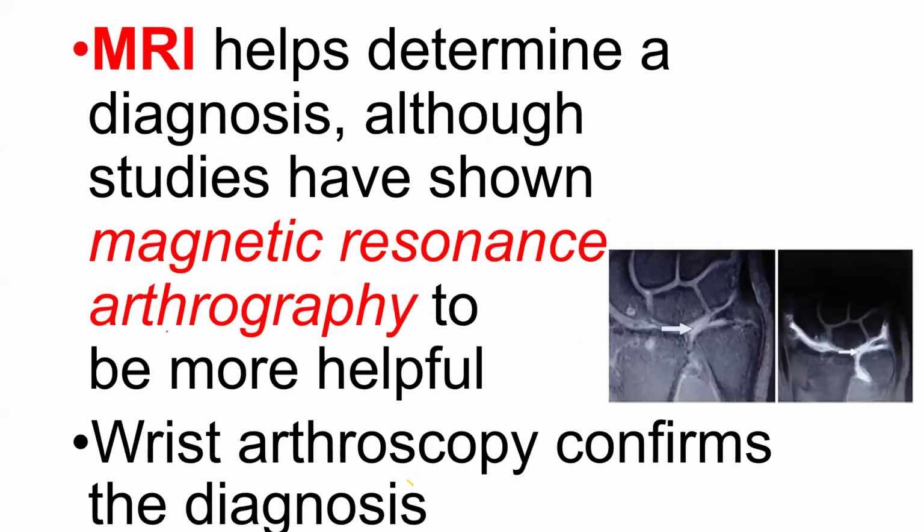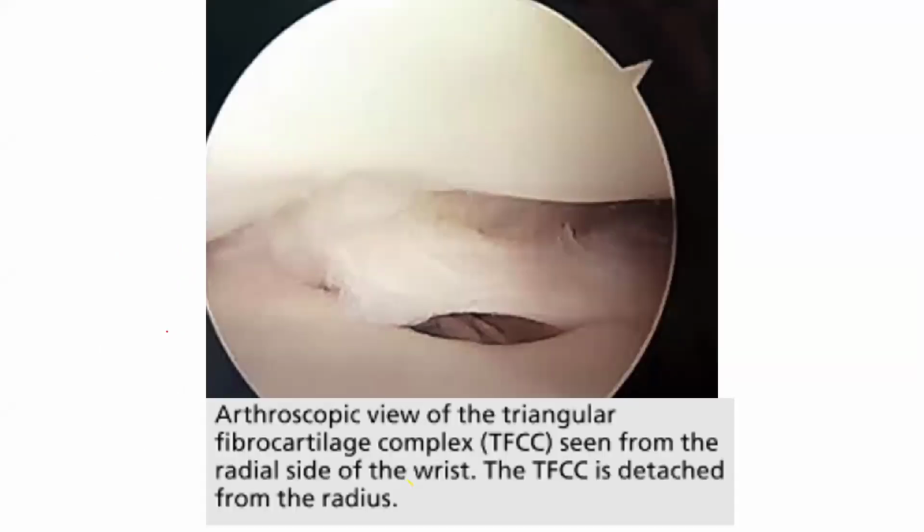MRI is of help, although studies have shown magnetic resonance arthrography to be more helpful. Please keep this in mind. Wrist arthroscopy confirms the diagnosis. This slide shows a tear. It's an arthroscopic view of the triangular fibrocartilage seen from the radial side of the wrist. The triangular fibrocartilage is detached from the radius. You can see it.